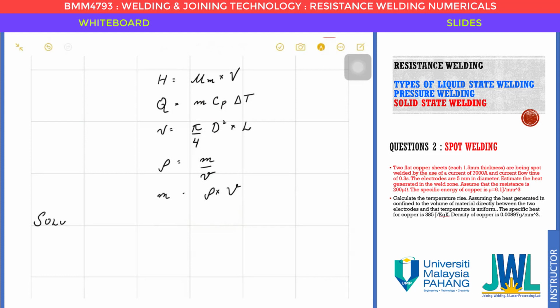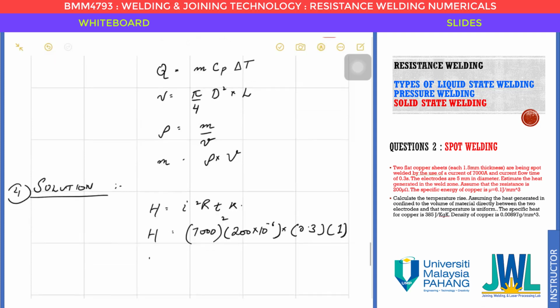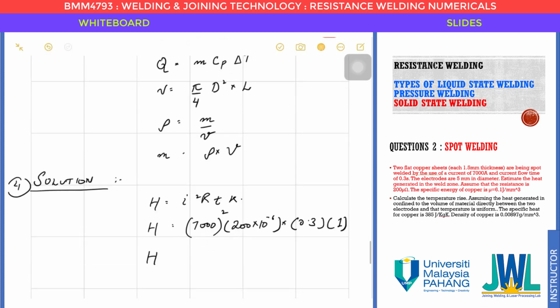So solution. H is equal to I squared R T K. So H is equal to 7,000 into 200 into 10 to the power minus 6, squared, multiplied by 0.3 multiplied by 1. So the amount of heat generated by the process is 2940.